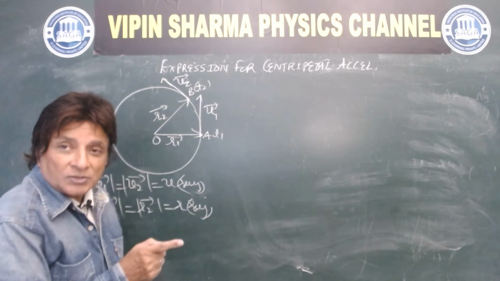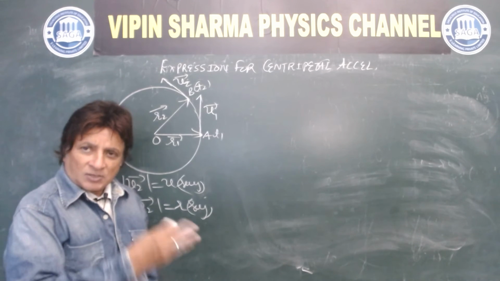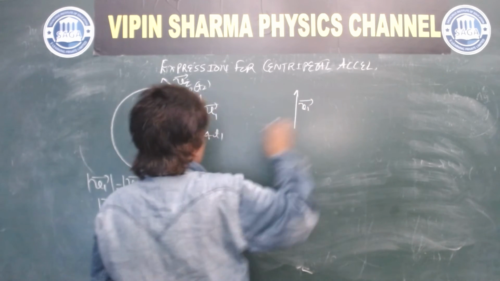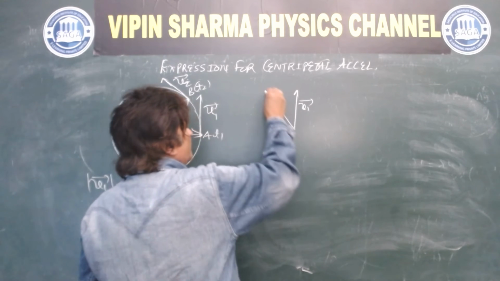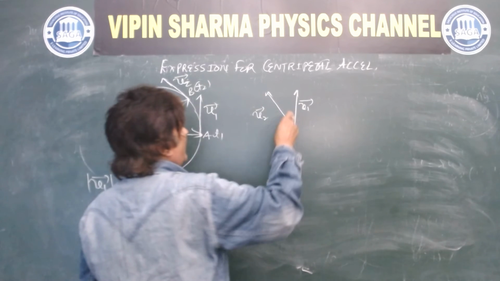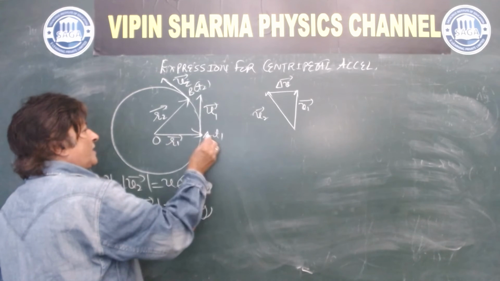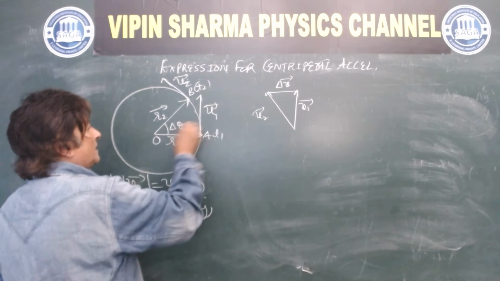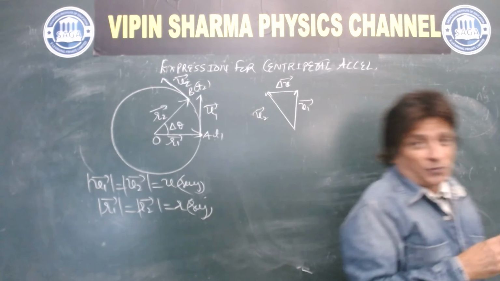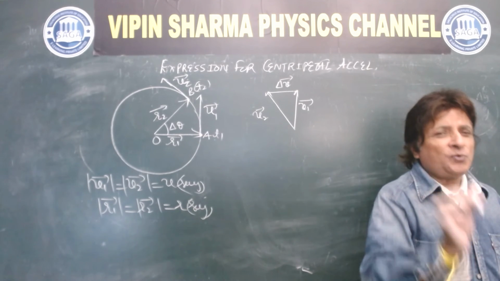Now I'm going to use a very important property of vectors that is called sliding vectors. See, this is v1, this is v2. I take this vector v1 parallel, I take this vector v2 parallel, and this is delta v, the change. The angle traced from t1 to t2 is delta theta. Delta theta is a very small angle, dear students, an extremely small angle.